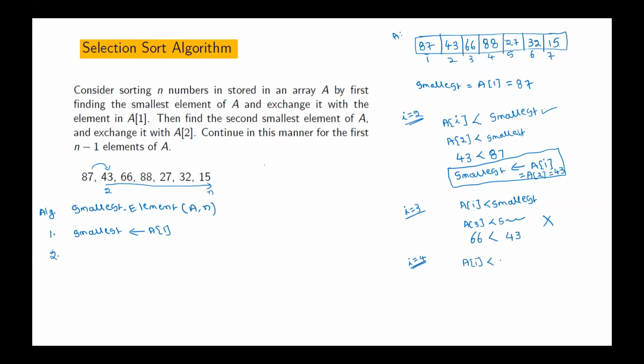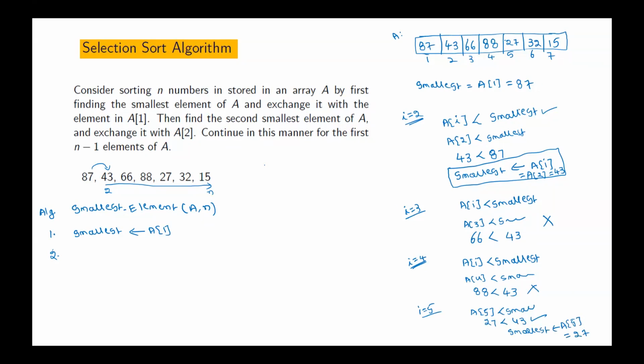Again, A of I less than smallest or not, we check. What is A of I here? A of 4. What is A of 4? 88. Less than smallest? What is smallest up to now? 43. This condition failed. So we go to I equal to 5. What is A of 5? A of 5 less than smallest or not, we check. A of 5 is 27. 27 less than 43, the condition is true. What is the new smallest? A of 5 in this case, that is nothing but 27.